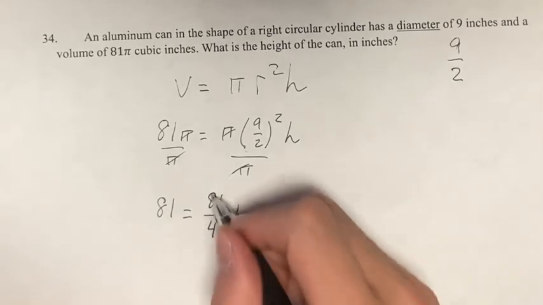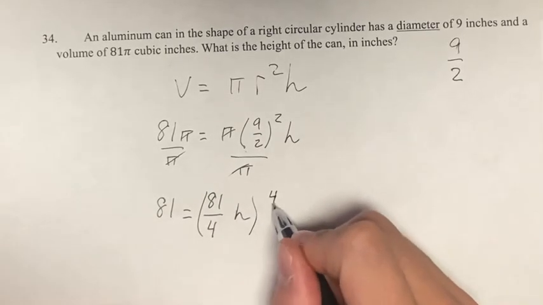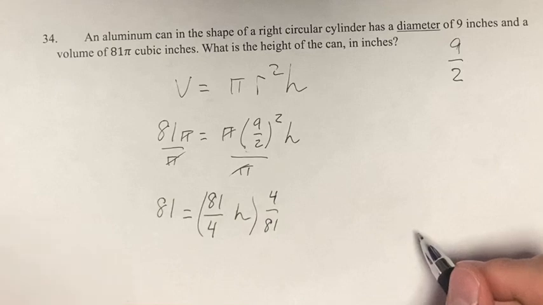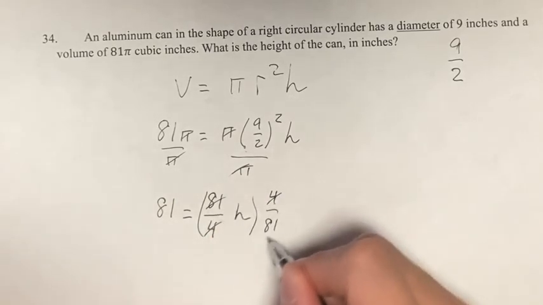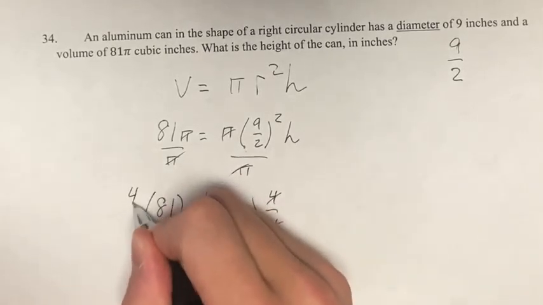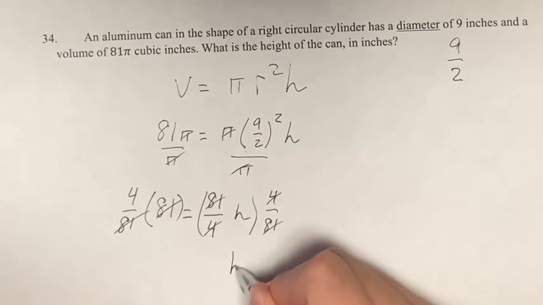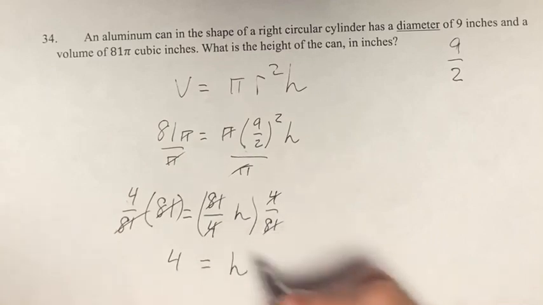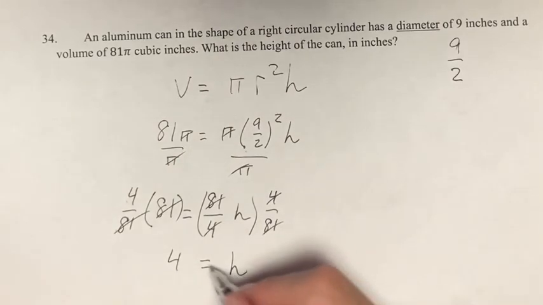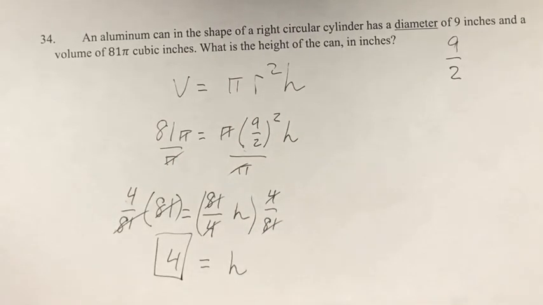And now if we want to solve for h, we multiply by 4 divided by 81. Why do we do that? Because the 4's cancel and the 81's cancel. We have to multiply both sides by it, and the 81's cancel over here. So h is equal to 4 is all that's left. So what is the height of the can in inches? 4 is going to be your final answer.